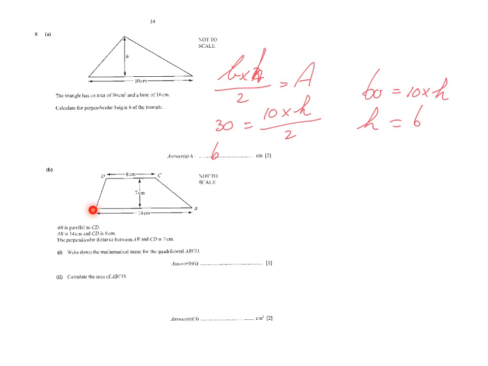There you go. Then we have a beautiful trapezium here. AB is parallel to CD. AB is 14, CD is 8. Their perpendicular distance is 7. Write down the mathematical name. Oh, well, this is a trapezium. And why is it a trapezium? Because it's a quadrilateral with one pair of parallel sides. So a trapezium, something like that. Okay, or trapezoid, I think they say in America, which is fine as well.